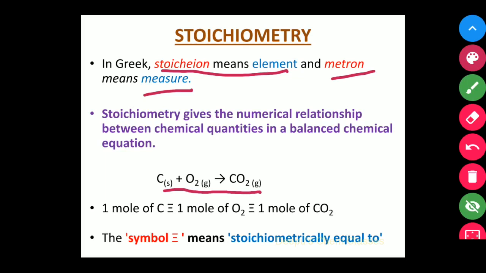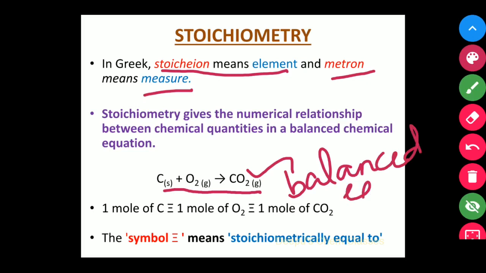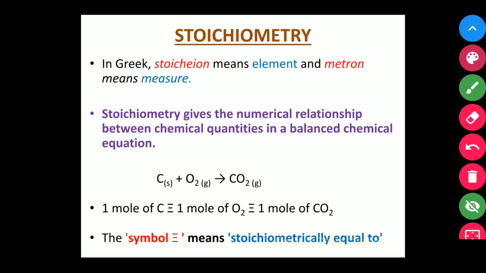Let us see an example equation, the formation of carbon dioxide from carbon and oxygen. This is a balanced equation, or otherwise we can say it is a stoichiometric equation. Here, if you see the coefficients, we have one before carbon, one before oxygen and one before CO2.